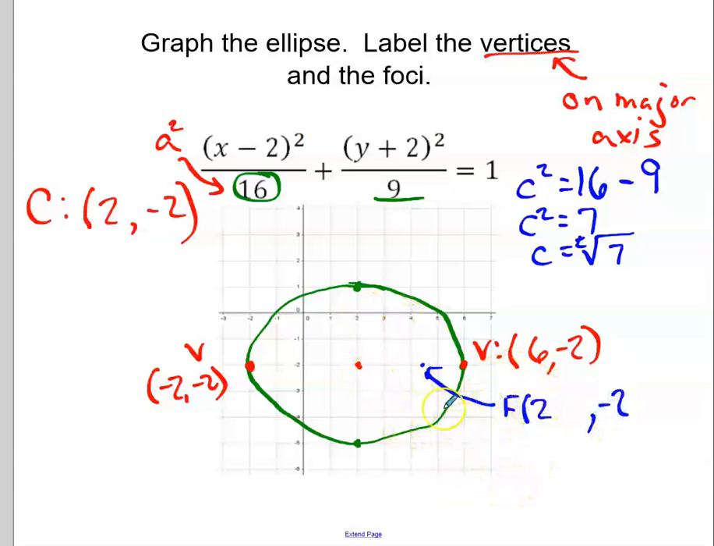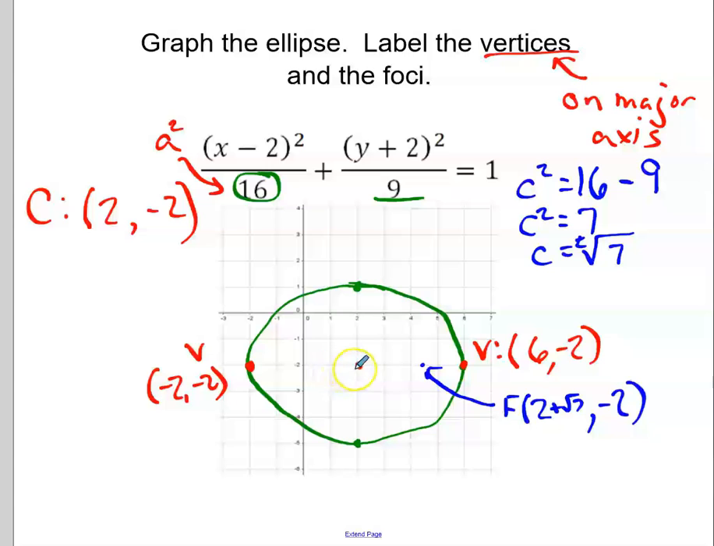But I added square root of 7 to the x value because I went square root of 7 to the left. So you can write that like that. And because I only went to the left, I didn't go up or down any, you'll notice that the y of my focal point and the y of my center is the same.